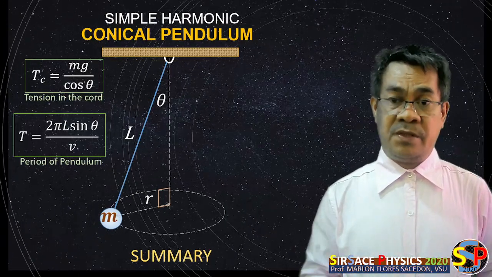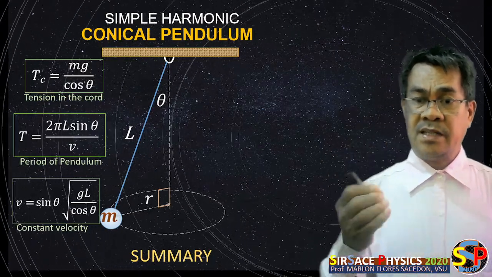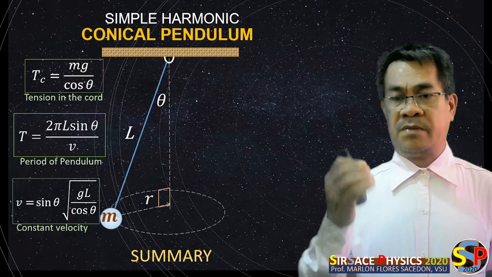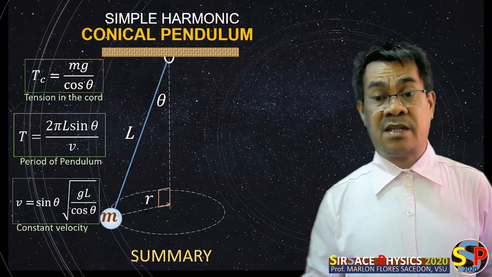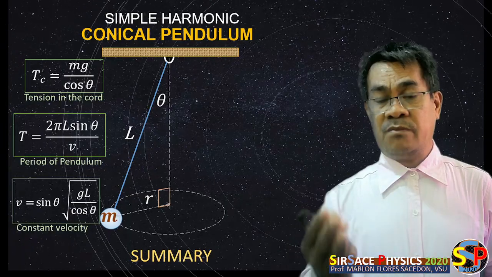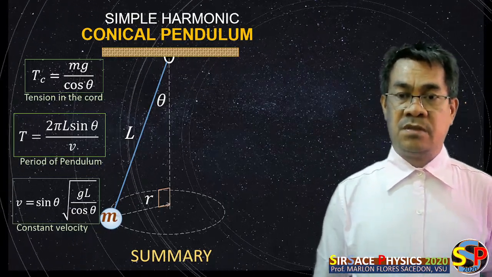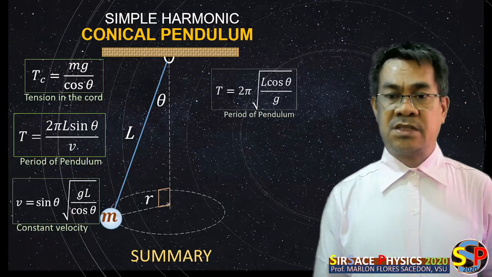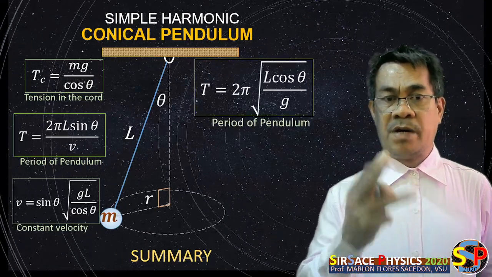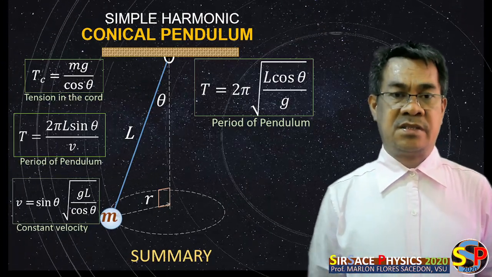But remember, we don't know the velocity. But the velocity is what? Sine theta multiplied by the square root of gL over cosine theta, which means that the velocity can be computed because we have already the angle and we have the length of the pendulum. So combining these two, the result is 2 pi L cosine theta over g.